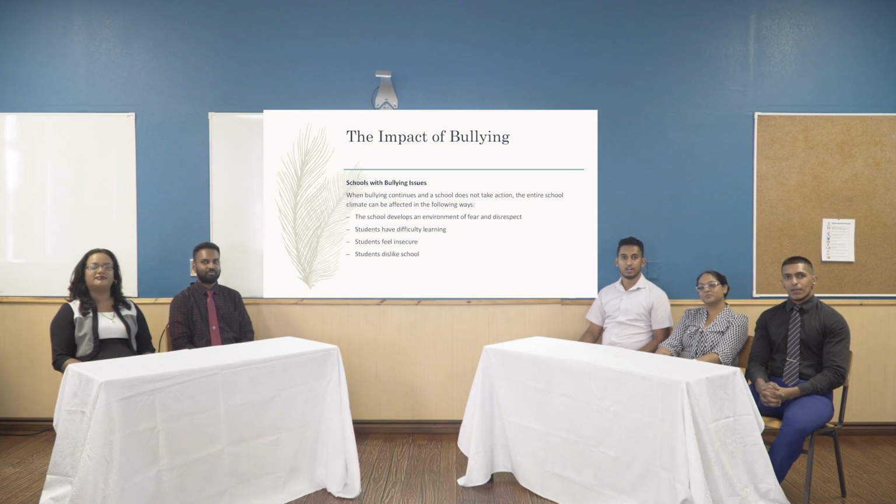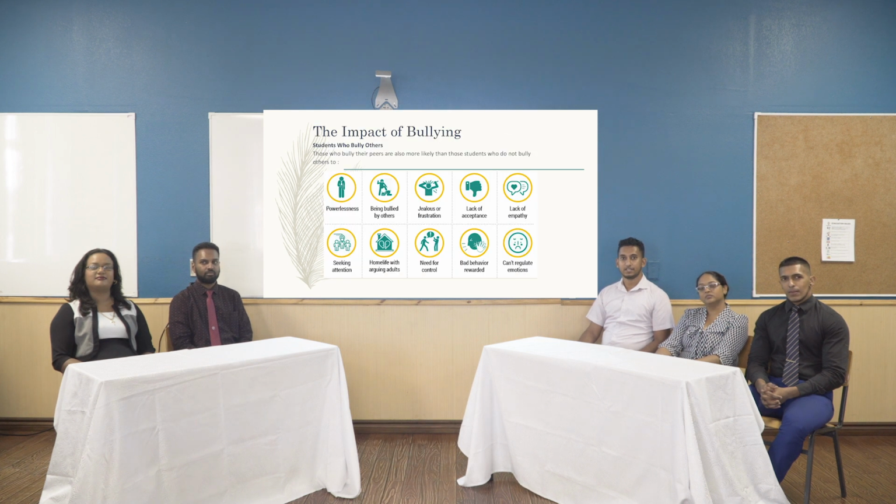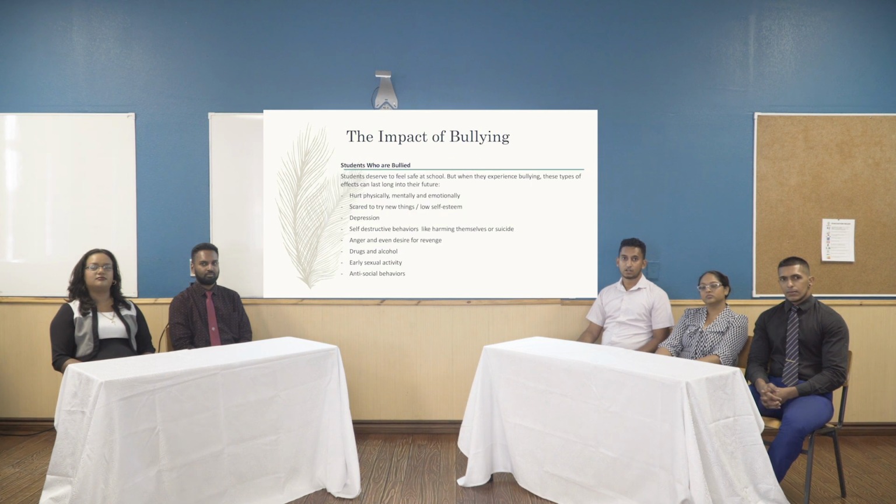Students who bully others feel powerless, jealous and frustrated, they lack empathy, seek attention, and can't relate to emotions. Students who are bullied feel hurt physically, mentally, and emotionally. They're scared to try new things, they have low self-esteem, depression, self-destructive behaviors like harming themselves or even suicide. They turn to drugs and alcohol, early sexual activity, and they have antisocial behaviors.